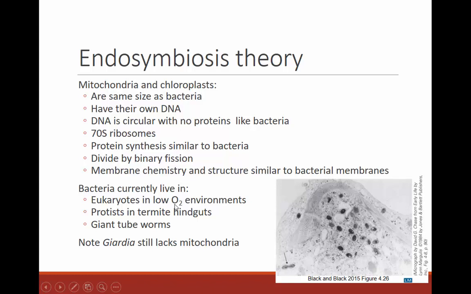And bacteria can grow in, or are present in, a number of different situations in cells themselves. So in eukaryotes, in low oxygen environments, they can grow. Some of the protists are found in the hindguts of termites, so they can grow there. And giant tube worms as well have them. Now what I want you to have a look at is, I'm fairly sure this is from the hindgut.